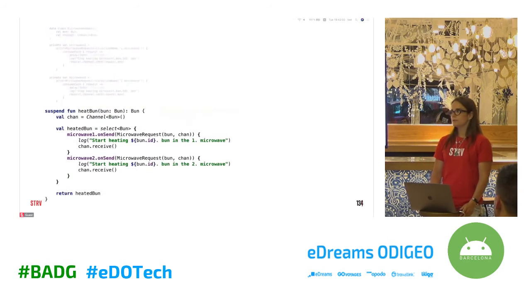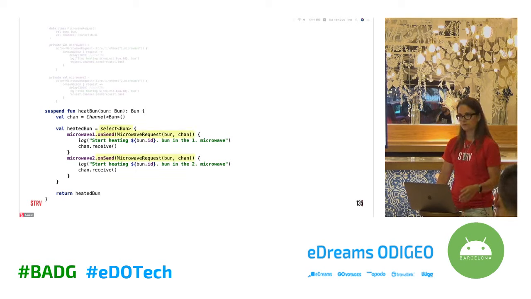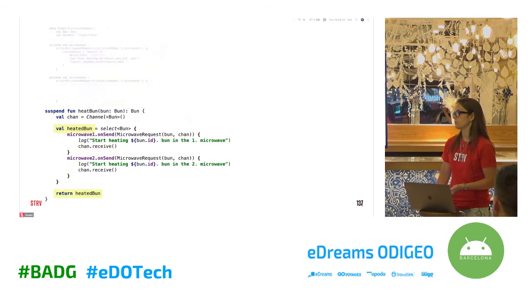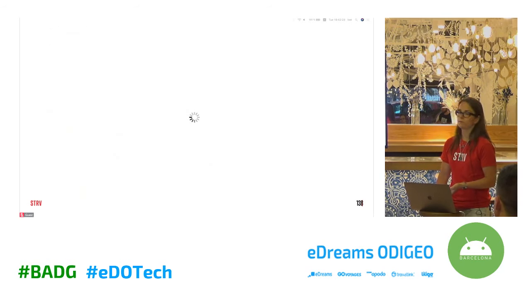On the other side, we wrap both actors in a select expression, which selects an actor that is first ready to send or accept a microwave request. When a request is sent to the actor, we wait for a response, our heated bun, which will be delivered by the channel, and we just return the bun. And now the grand finale.